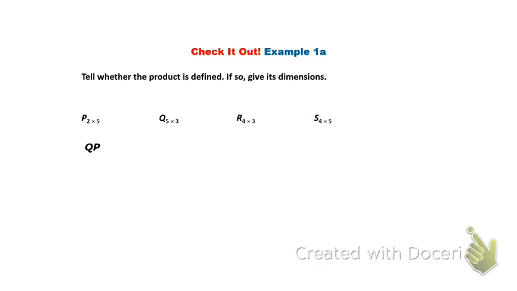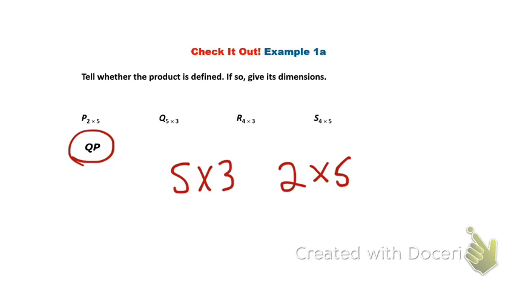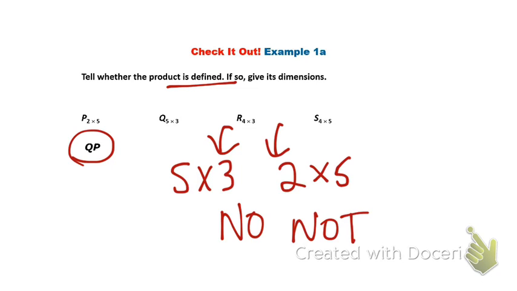Okay, let's take a look at this one. We want QP. You might want to pause the video and see if you can do this one on your own and then restart it. Q has dimensions of 5 by 3 and P has dimensions of 2 by 5. Is this product defined? We have a 3 here and a 2 here, so no, not defined. Did you get it?